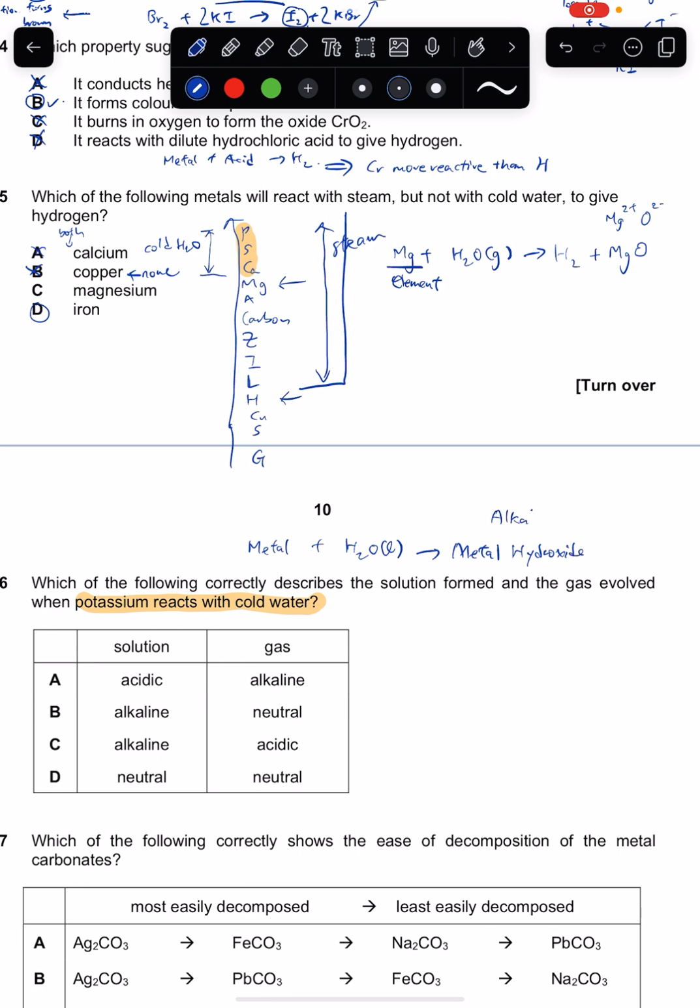alkali, and H2. So hydrogen gas, is it alkaline? No. The only alkaline gas you learn in your syllabus is ammonia, and there's no ammonia here. So alkaline is out. Acidic? No. H2 is actually neutral. Next. Well, the answer is there, right? It formed an alkali. Alkali means alkaline. So the answer is B. Yep.